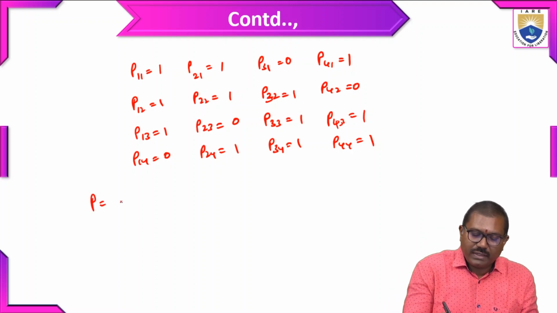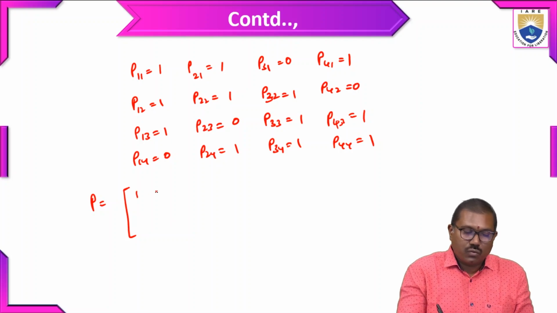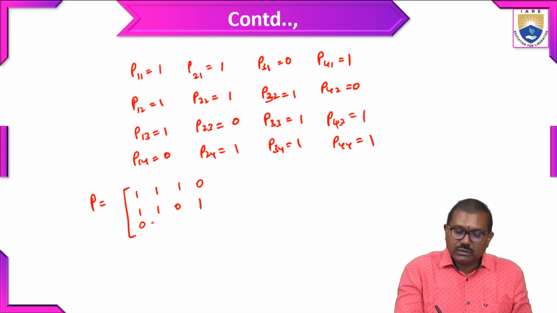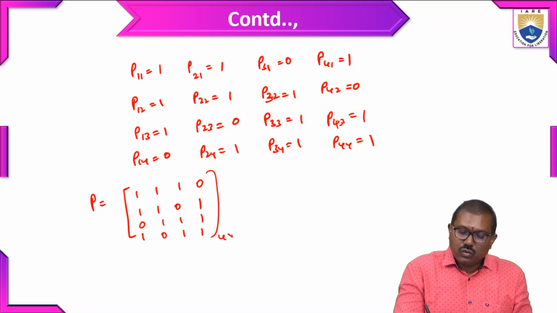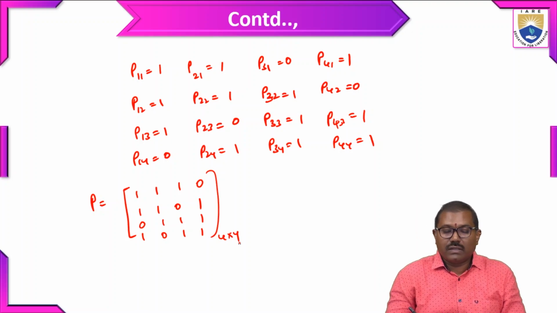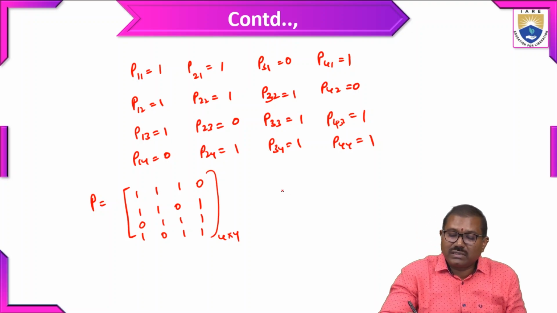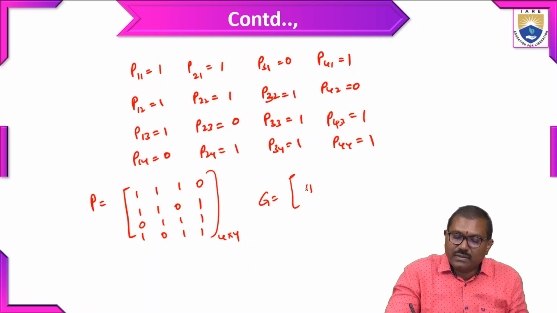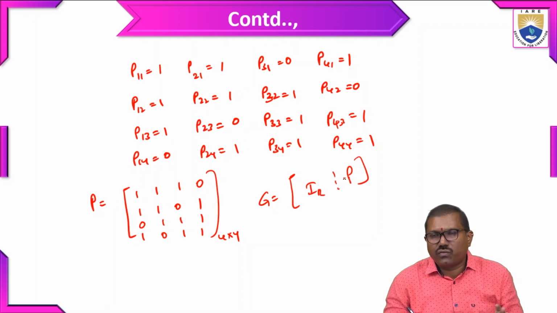Now the P matrix, hence P matrix is equal to 1, 1, 1, 0 first. Next 1, 1, 0, 1. Next, third one 0, 1, 1, 1. Next last one 1, 0, 1, 1. So this is my 4 by 4 coefficient matrix. Okay. So what do they ask? They ask generator matrix. So it is of the form [I_k P]. I_k is the identity matrix, P is the coefficient matrix.